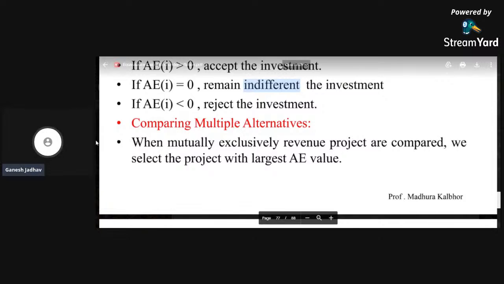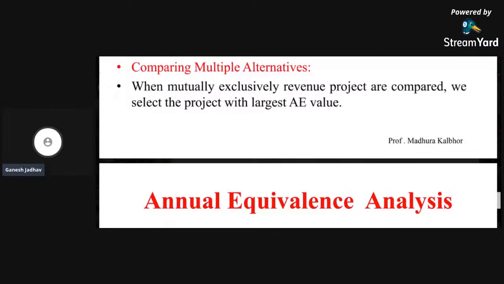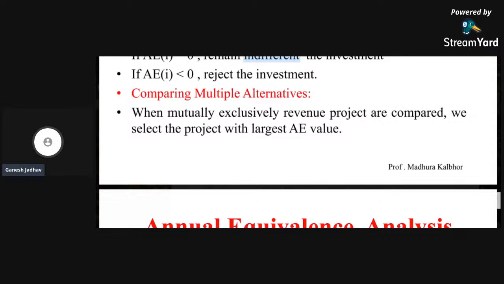Okay. So evaluating the single project. Then another one, comparing the multiple alternatives. Okay, so why do we require comparing the multiple alternatives? Because we require taking the right decision. Okay, to choose the actual amount. Okay, so this is the actual value.